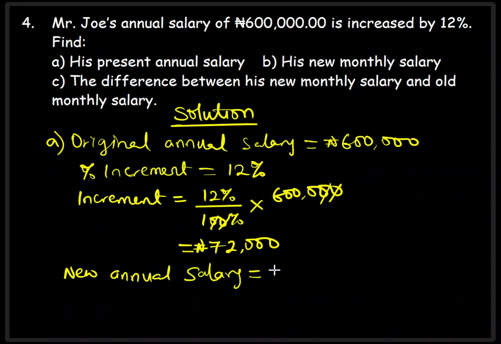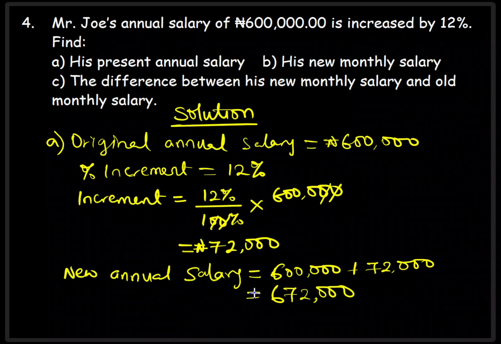So the new annual salary will be equal to 600,000 plus 72,000, and that will give us 672,000 naira. All right, so that is the present annual salary, 672,000 naira. So let's move to the next question. The next question says, the new monthly salary. So how do we get this new monthly salary?